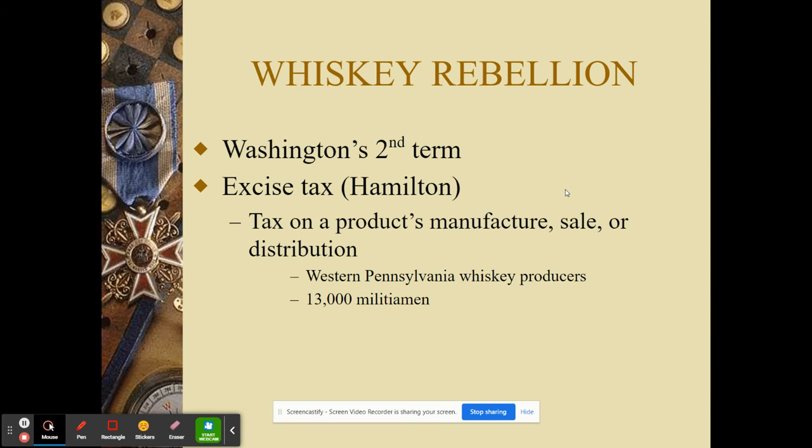Well, this is an example of federalism. Washington sends his military out to stop the rebellion. And he doesn't have approval from Congress. He calls up the militia to form a strong American government. And once again, proving the federal government is the top power.